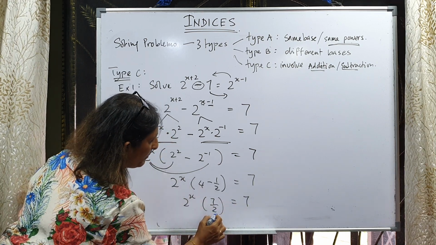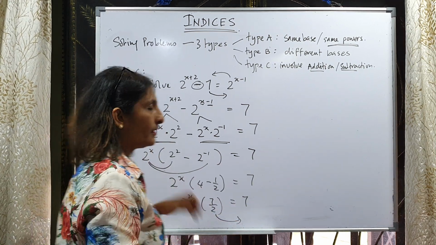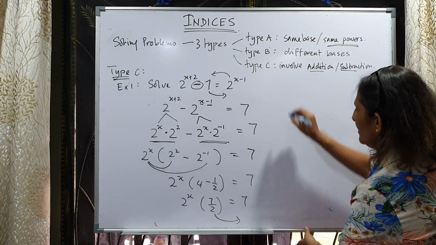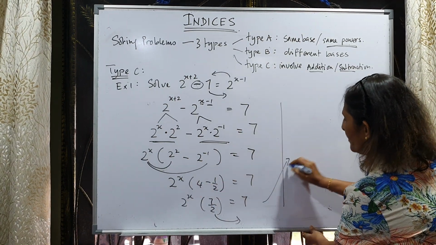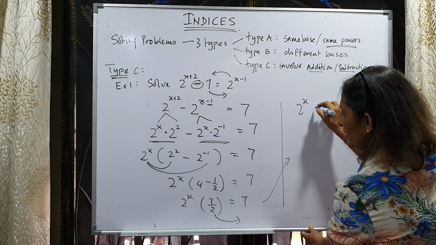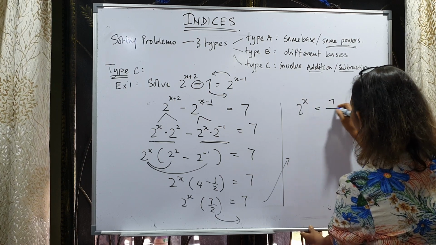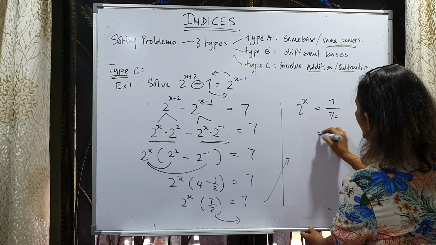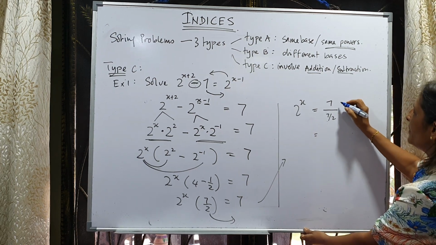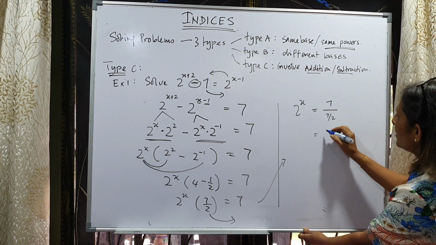Then we bring this number to the other side. Okay, there's no space here, I'm going to go here. Alright, continue. So 2 power x equals 7 divided by 7 over 2, which becomes, we bring it up, times 2 over 7. So it's 2.